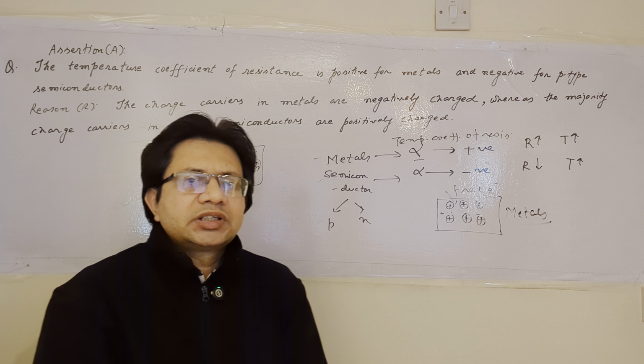Generally, in assertion-reasoning type problems, option B corresponds to the situation when the assertion as well as the reason both are true, but the reason is not the correct explanation of the assertion. So option B is correct here.